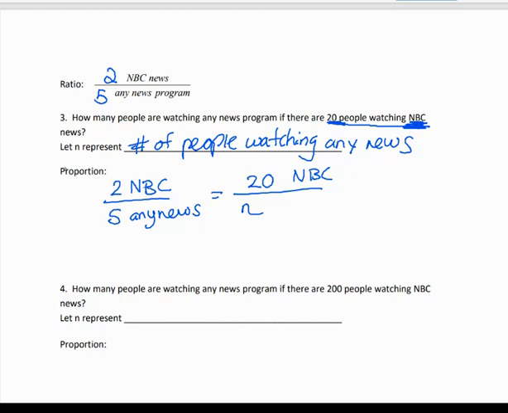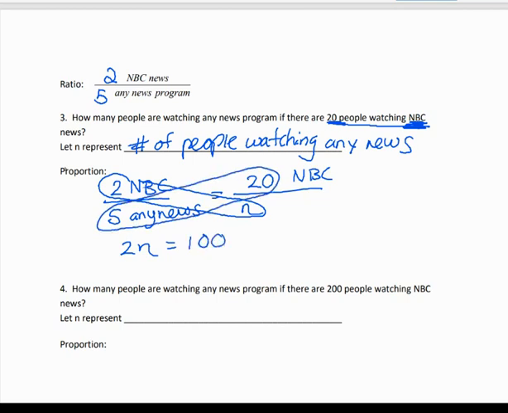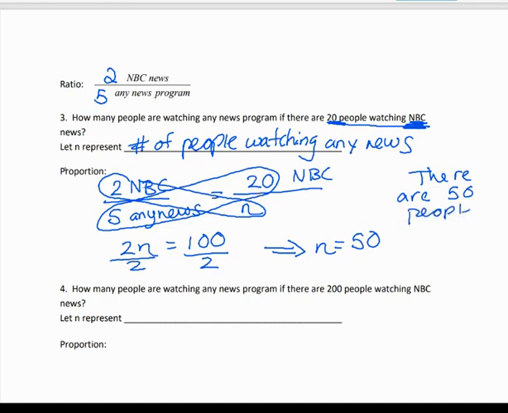Once I have my proportion, then we should all be pros at cross multiplying. 2 times N is 2N. 5 times 20 is good, 100. Divide each side by 2. And 100 divided by 2 is 50. So 50 means that there are 50 people watching what? Someone new. Good. Any news.